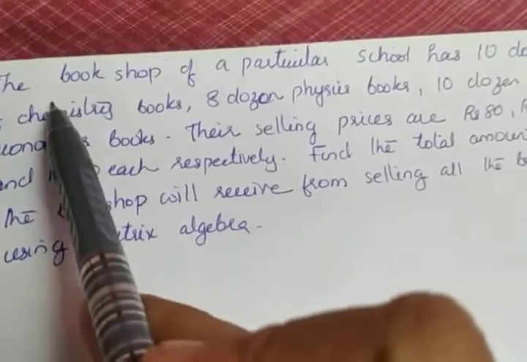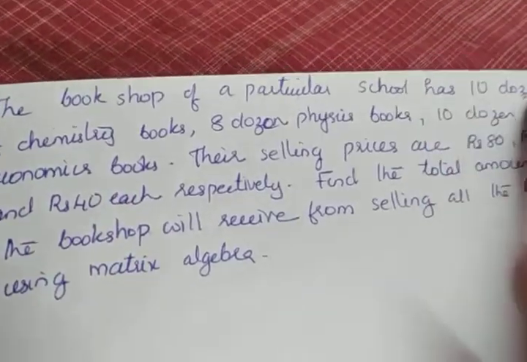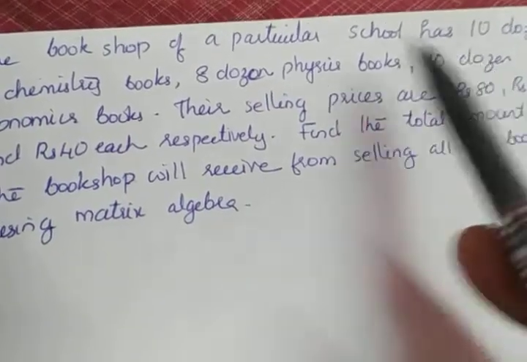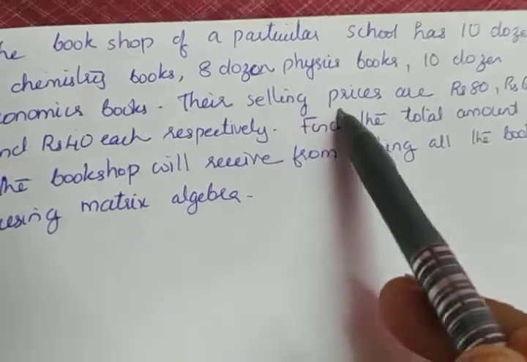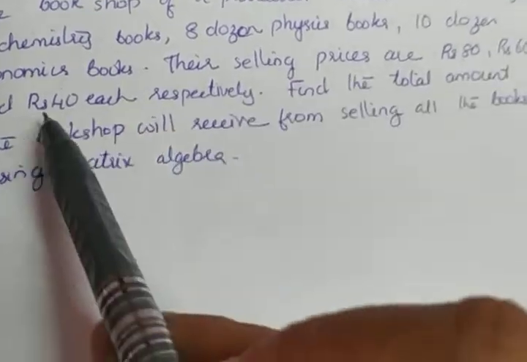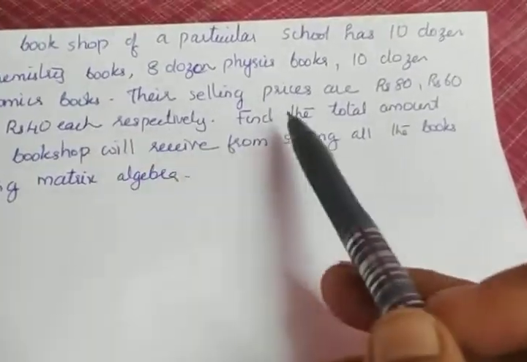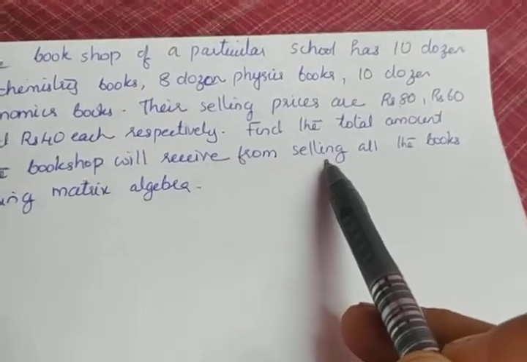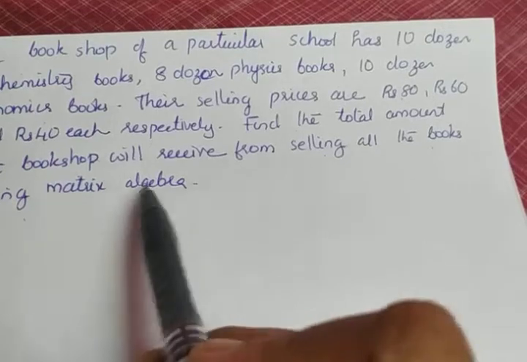The next question is, the bookshop of a particular school has 10 dozen chemistry books, 8 dozen physics books and 10 dozen economics books. Their selling prices are rupees 80, rupees 60 and rupees 40 each respectively. Find the total amount the bookshop will receive from selling all the books using matrix algebra.